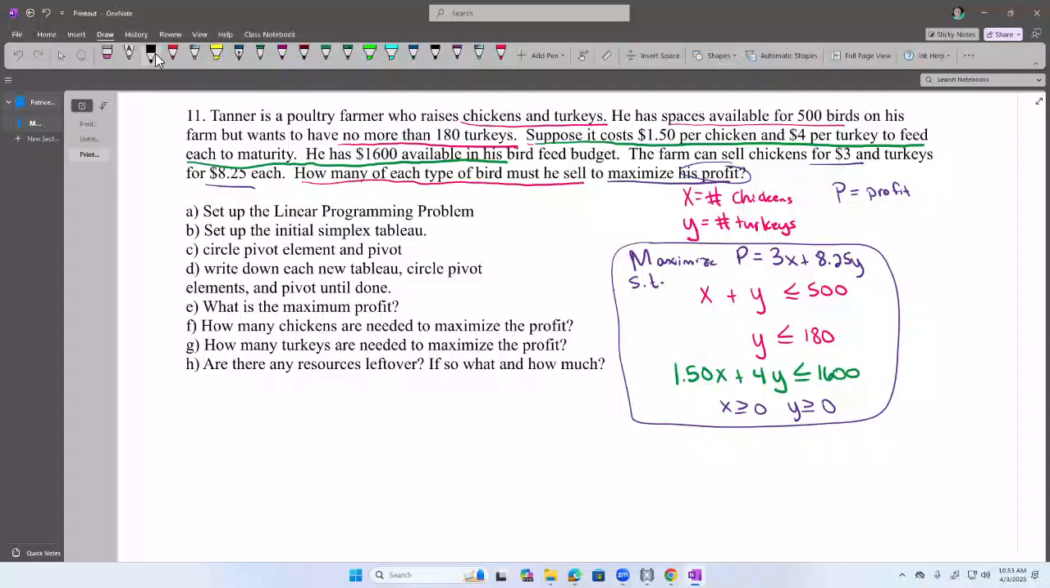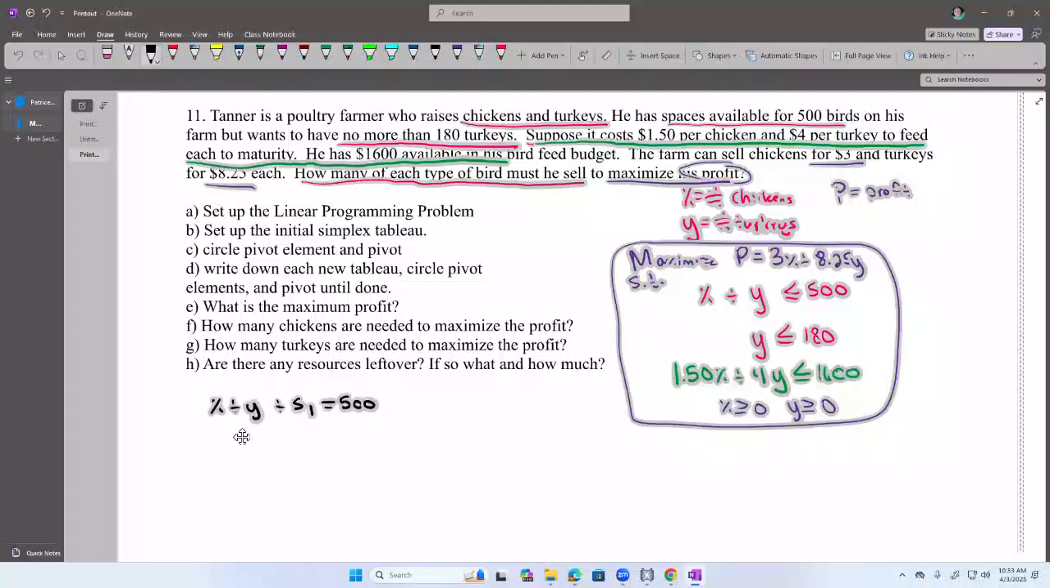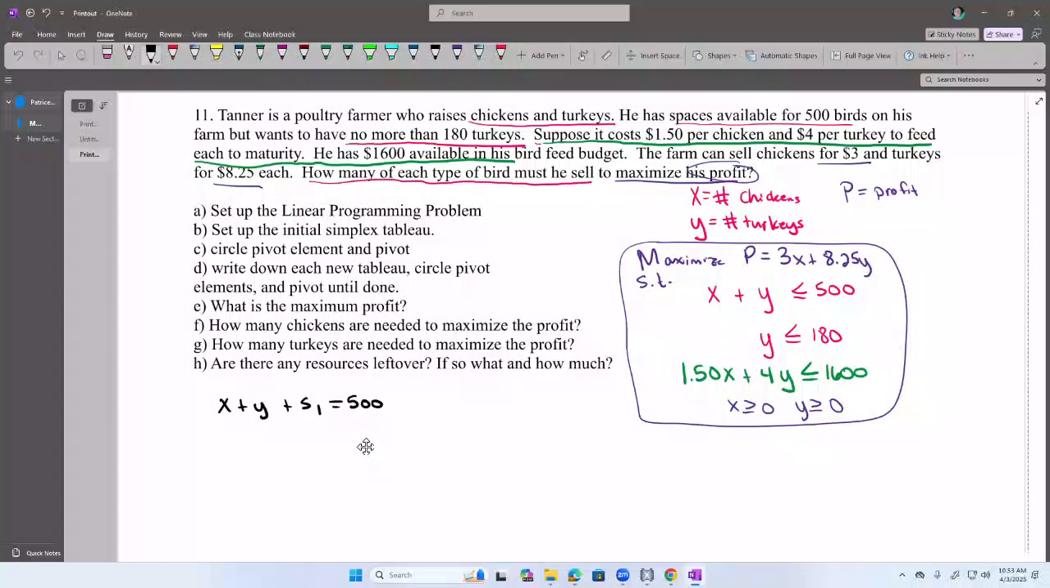So to do a linear programming problem, what we do is we add slack variables. And so X plus Y plus S1 will equal 500. The next one, Y plus S2 will equal 180. 1.50X plus 4Y plus S3 will equal 1600. So we have 3 slack variables going on. So I'm going to write out what they are. S1 equals, S2 equals, and S3 equals.